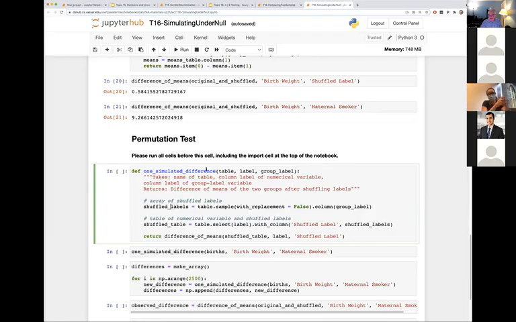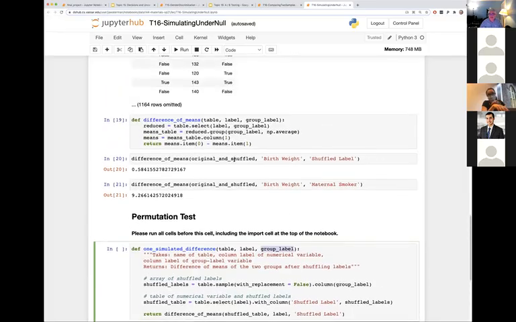So again, this function has the same signature. It's going to take the same arguments and the same types. It's going to take the table, the label that we're going to keep the statistics on, and the group label for dividing up the groups. Exactly the same thing as our difference of means.